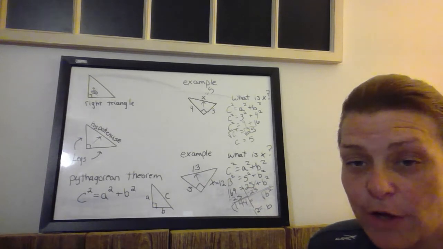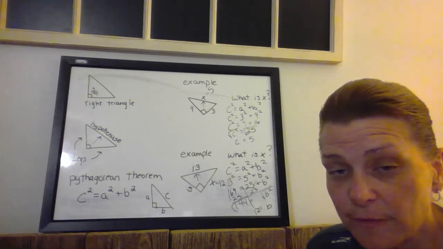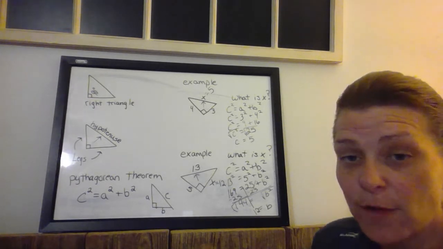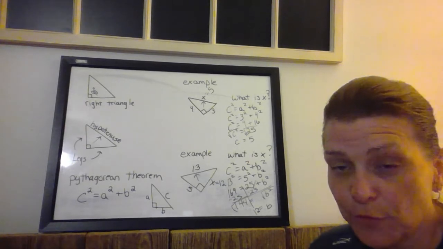So that's the long and the short of it for the Pythagorean theorem. It only works on right triangles, and if it's a right triangle, the Pythagorean theorem will work. If the Pythagorean theorem works on a triangle, then you've proven it's a right triangle.